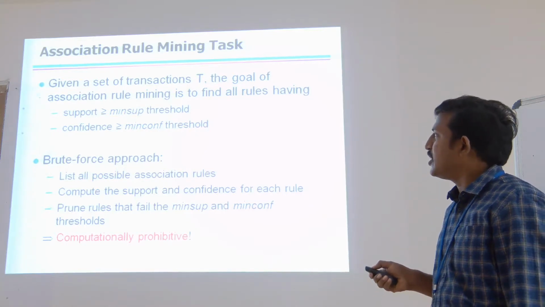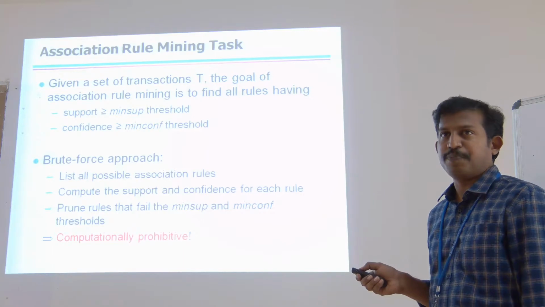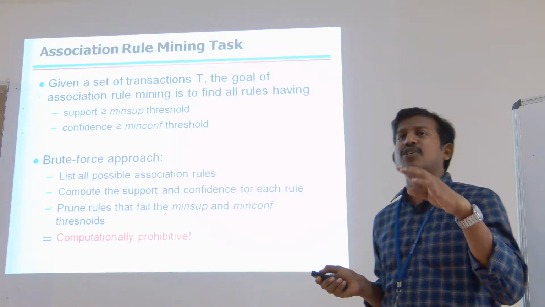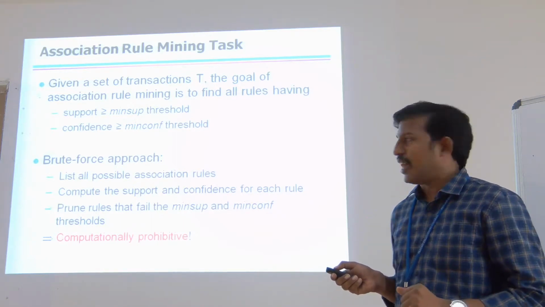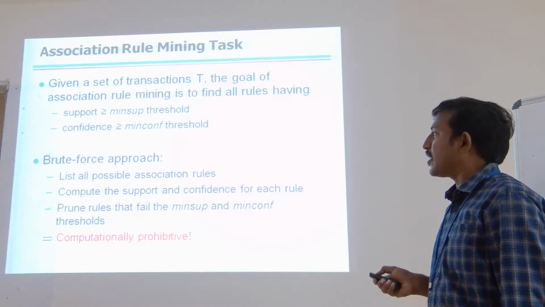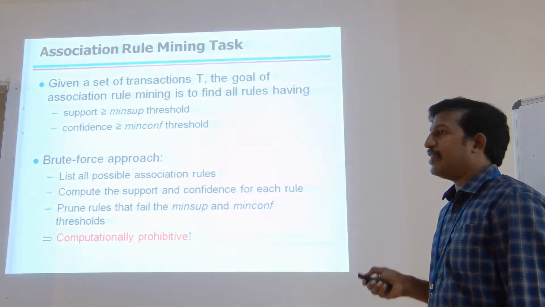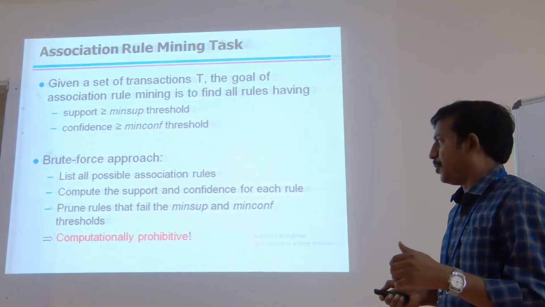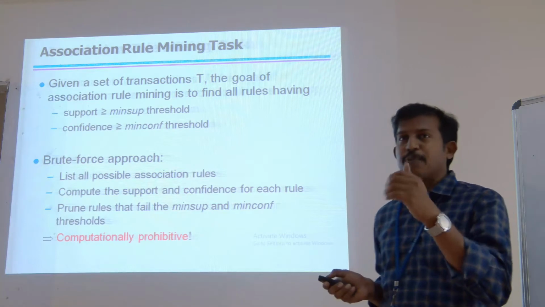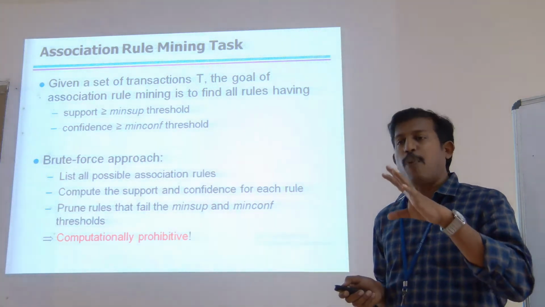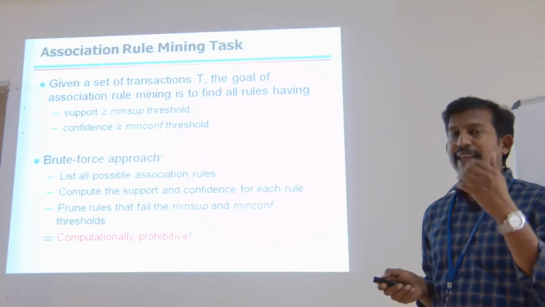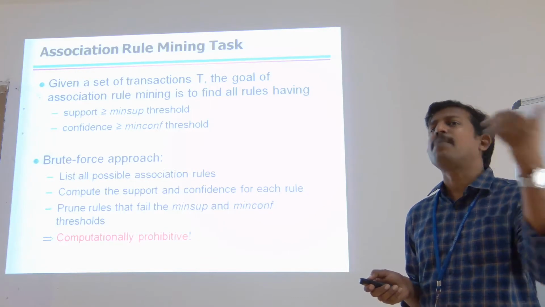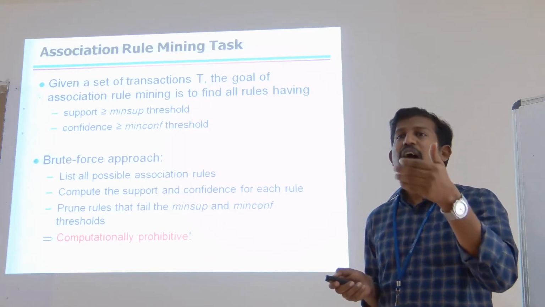The first initial approach is the brute force approach. In this approach, we list all possible association rules using the item sets. Then we compute support and confidence for each and every rule, and then prune the rules that fail the minimum support and minimum confidence thresholds.